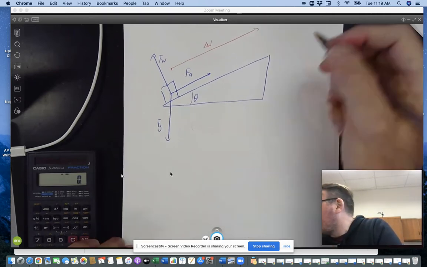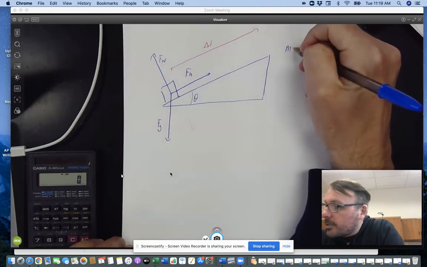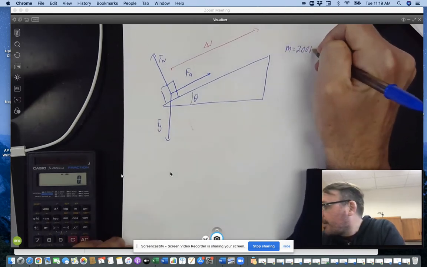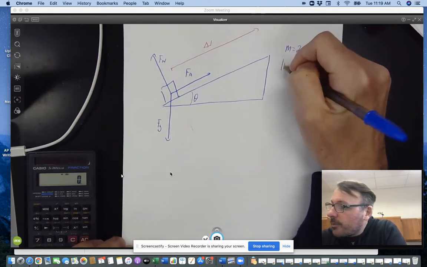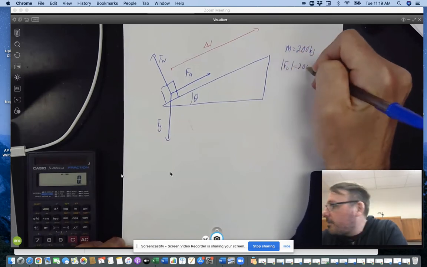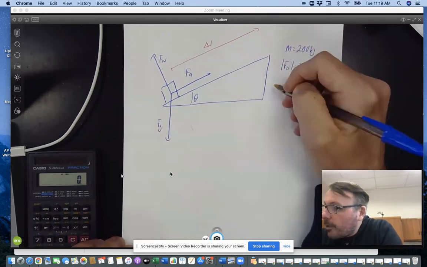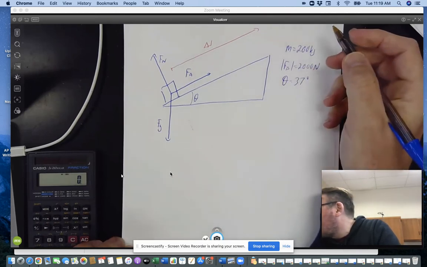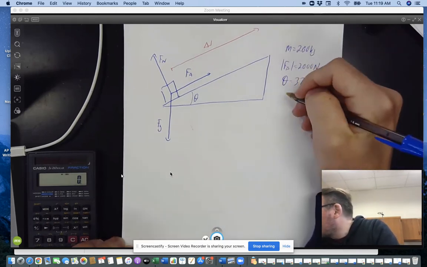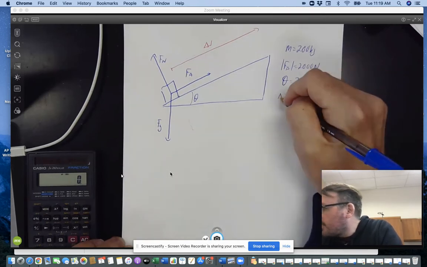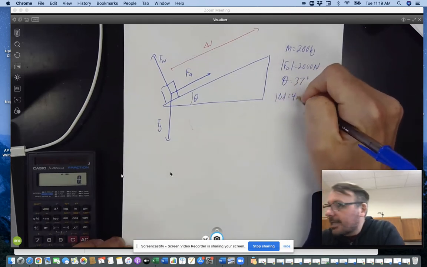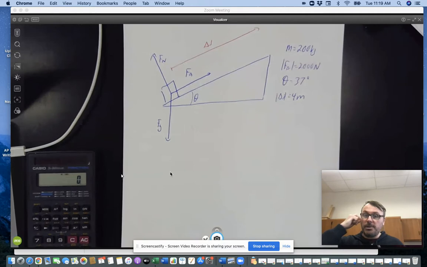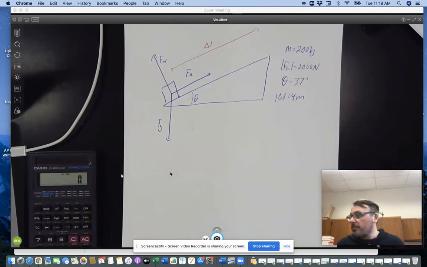So here we go. What are my knowns? I know the mass of that couch is 20 kilograms. I know the magnitude of the applied force is 2,000 newtons. I know the angle of inclination is 37 degrees. And I know that the displacement is 4 meters, because that's the displacement up the slope. So, that's to find the work done by a couple of forces.